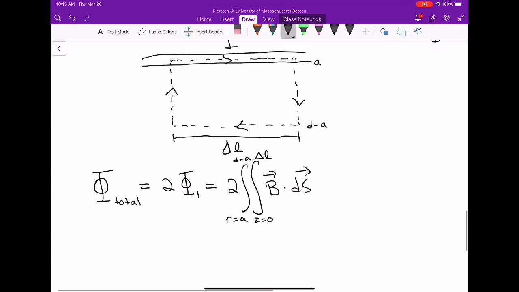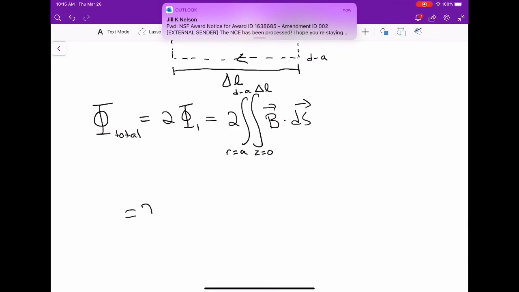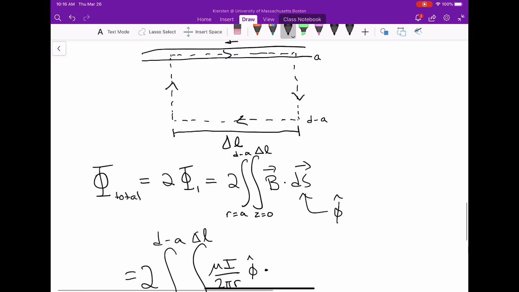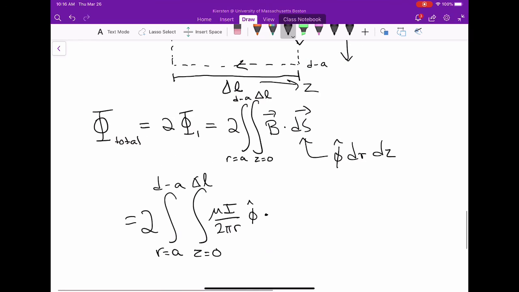We substitute in our value that we had for B earlier. So that's equal to 2 integral r equals a to d minus a, integral z equals 0 to delta L, mu I over 2 pi r phi hat dot, oh, and I didn't tell you what dS is. We already told you it's in the phi hat direction, but along this dimension we're varying along r, and along this dimension we're varying along z, so it's phi hat dr dz. So that'll be right here, phi hat dr dz.